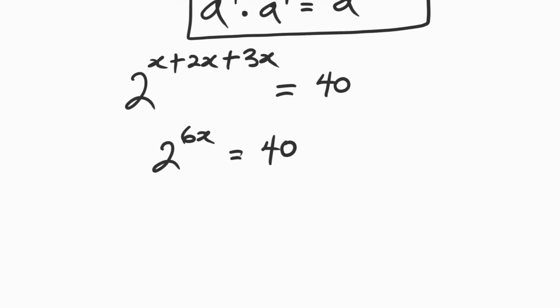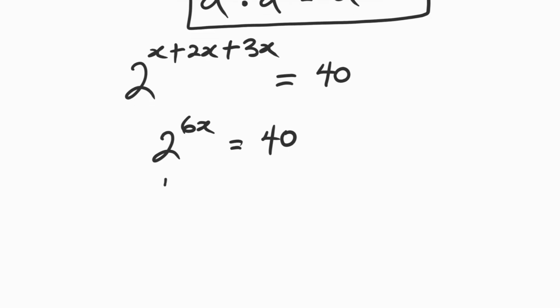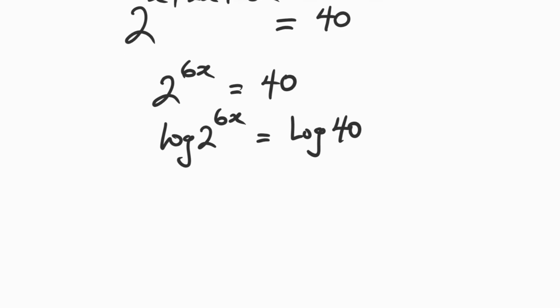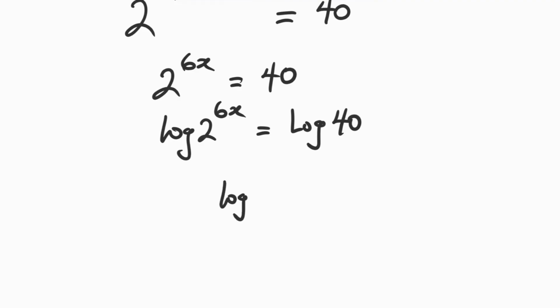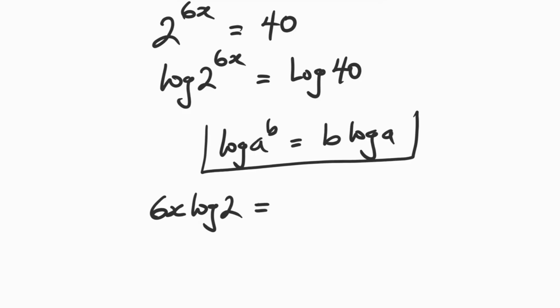equals 40. So now, the next thing to do would be to apply log to both sides of the equation. Therefore, we have log of 2 raised to the power 6x is equal to log of 40. We know that log a raised to the power b is the same thing as b log a. So we're going to apply this to the left-hand side of the equation. Therefore, we have 6x log 2 equals log of 40.